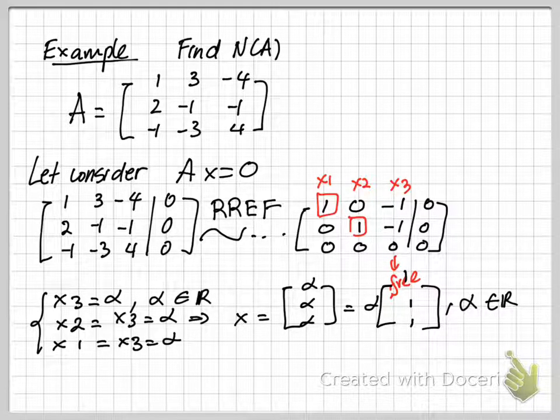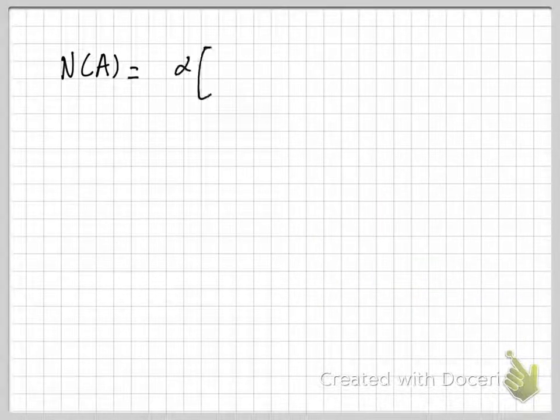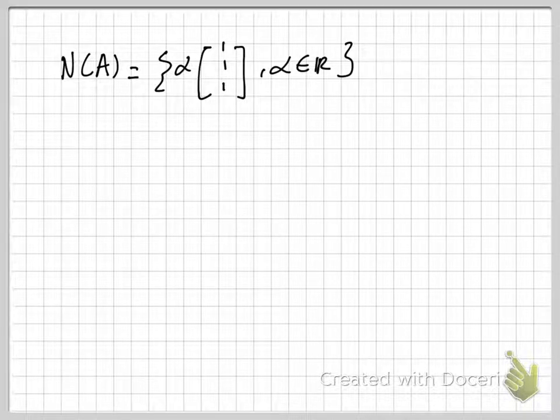Since alpha is just an arbitrary constant, and it's a common factor of these three values, you can factor alpha out. So then x equals alpha times the vector 1, 1, 1, where alpha is any value in R. So this is the solution for the system Ax equals 0. By the definition, it is also the null space of A. So the null space is the set of vectors alpha times the vector 1, 1, 1, where alpha is in R.